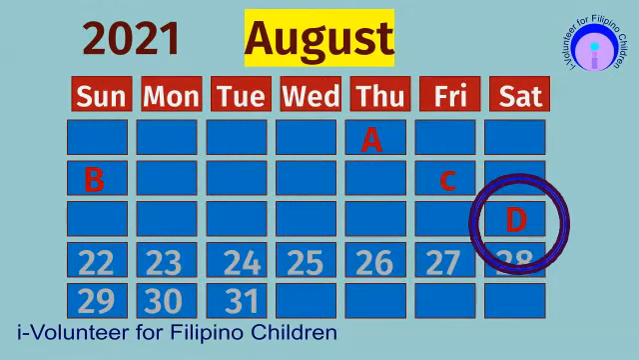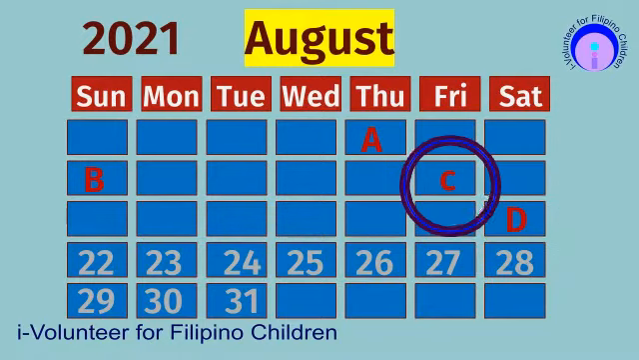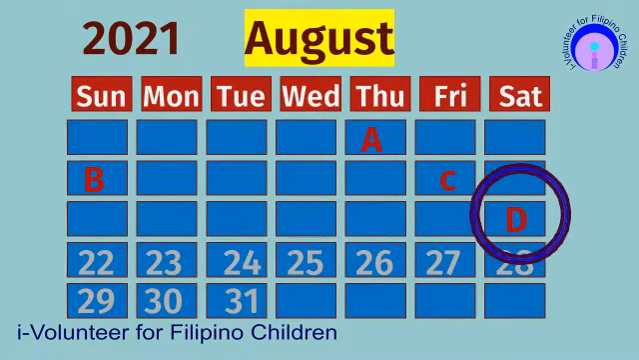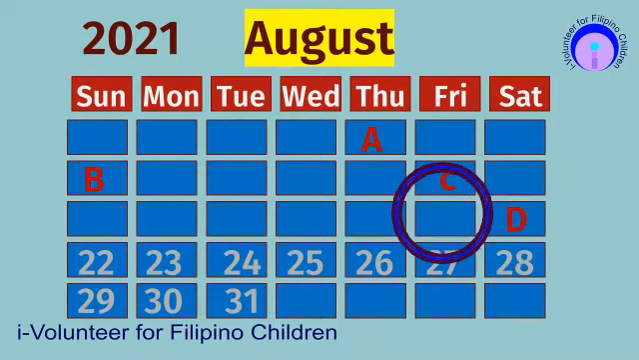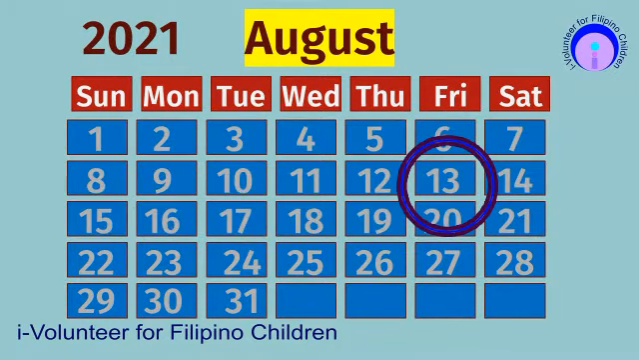At ano naman ang isusunod natin? What I'd like to do next is letter C. Ito tayo mag-umpisa sa letter D, which is 21. Mag-backward tayo with 1 day. So, 21 minus 1 is equal to 20. Backward ulit ng 7 days. 20 minus 7 is equal to 13.